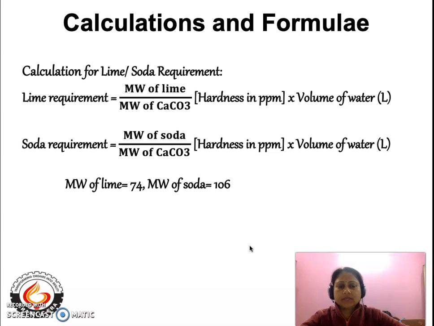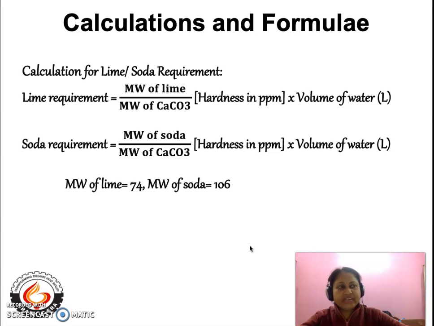Now, when the constituent present in water is calcium bicarbonate or magnesium bicarbonate, we require only lime for the total precipitation of the calcium bicarbonate and the magnesium bicarbonate. Now, we have already discussed that when calcium bicarbonate is present, by the addition of lime, we get the precipitate as calcium carbonate. Now, when magnesium bicarbonate is present in our water sample, then by the addition of lime, two precipitates are formed. One is the magnesium hydroxide, another is the calcium carbonate.